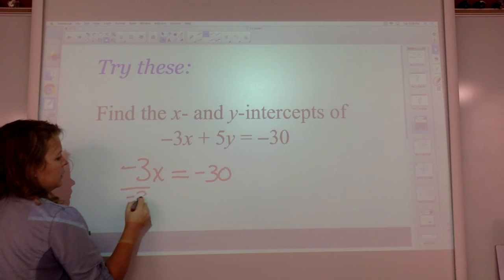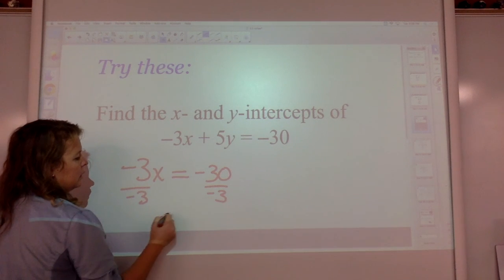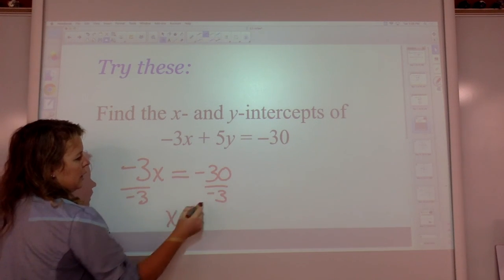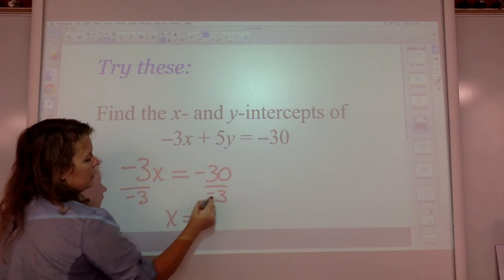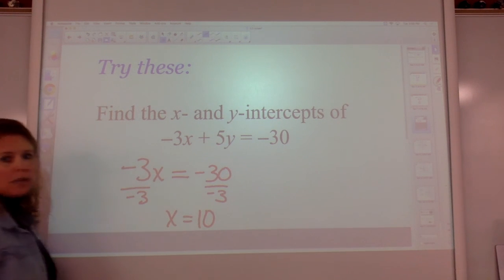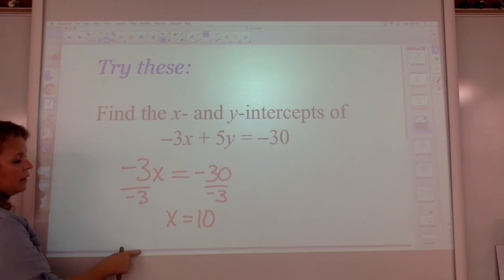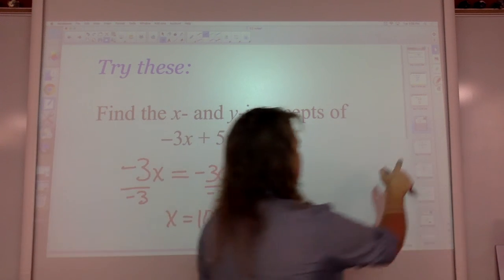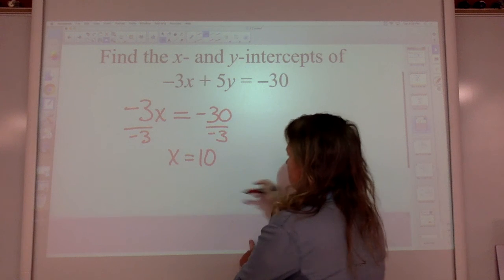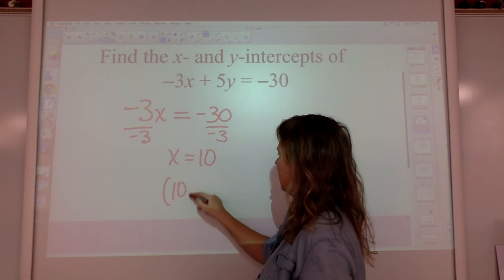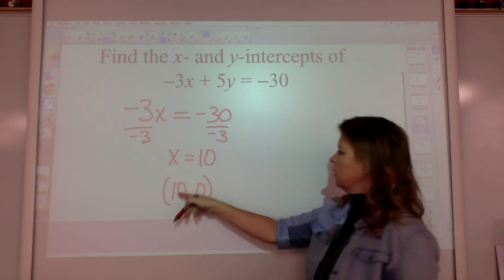All we have is one-step solving. Don't lose your negatives. X equals negative 30 divided by negative 3, which is positive 10. If you leave it like that, you're going to get some credit for at least doing the math right, but you're not going to get all the credit because you need to answer it as (10, 0). The x is 10.